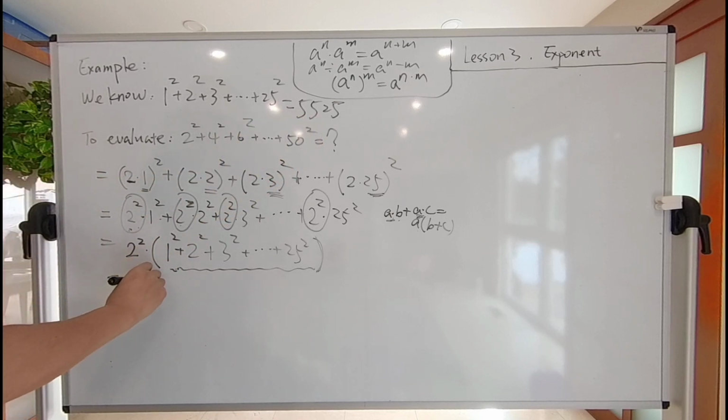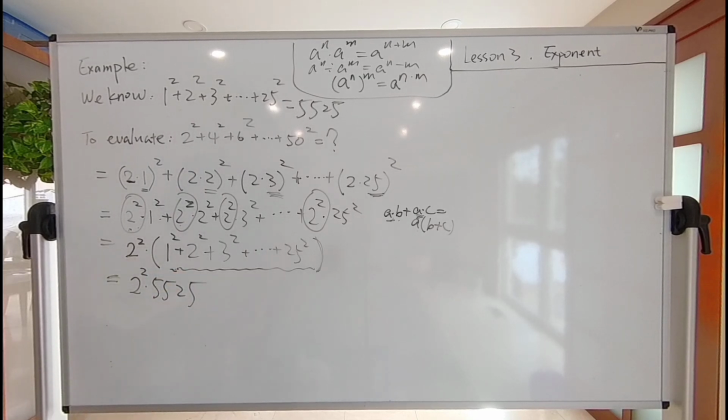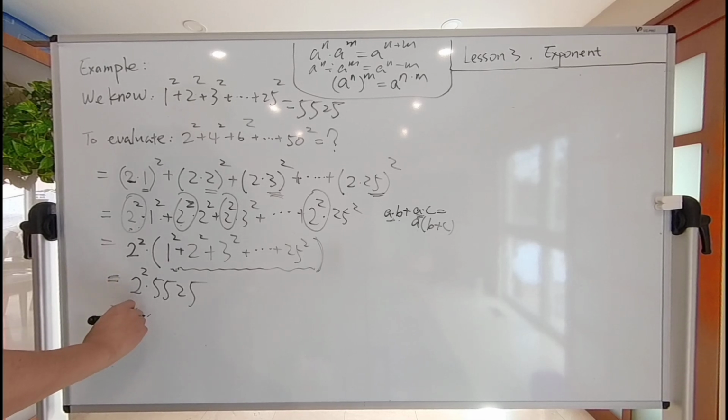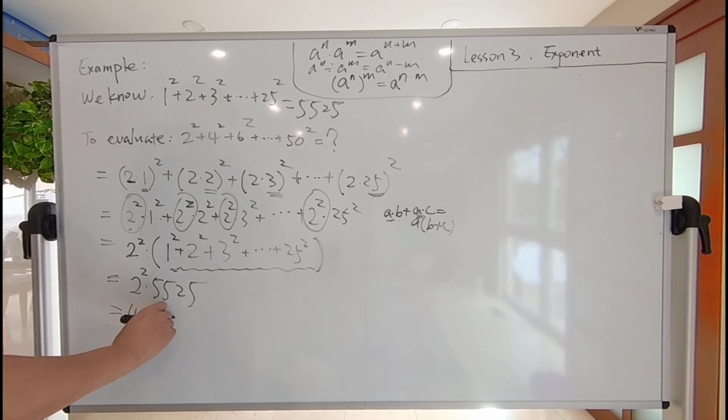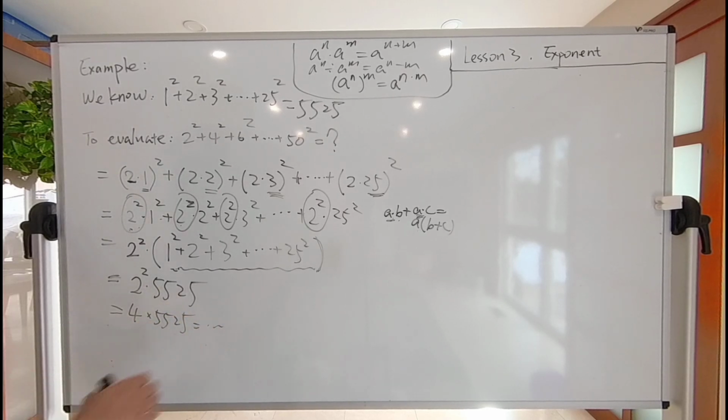that the sum equals to 5525. And then it's really just 2 squared, 4 times, it's really just arithmetic of finding the product of the two numbers. Right, so this is one example.